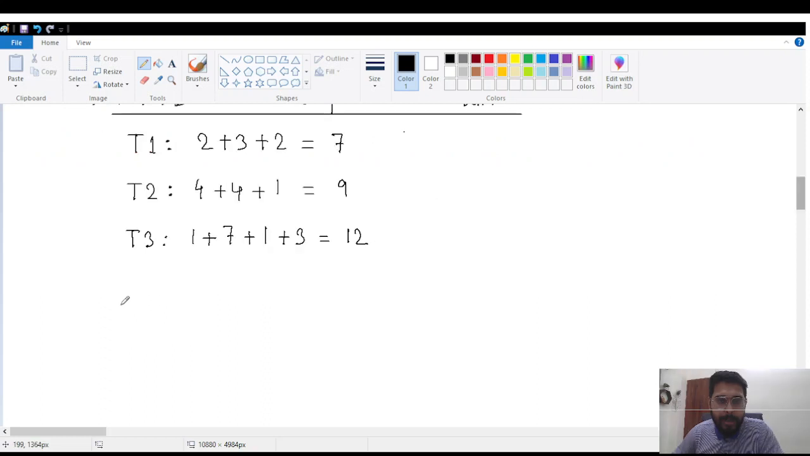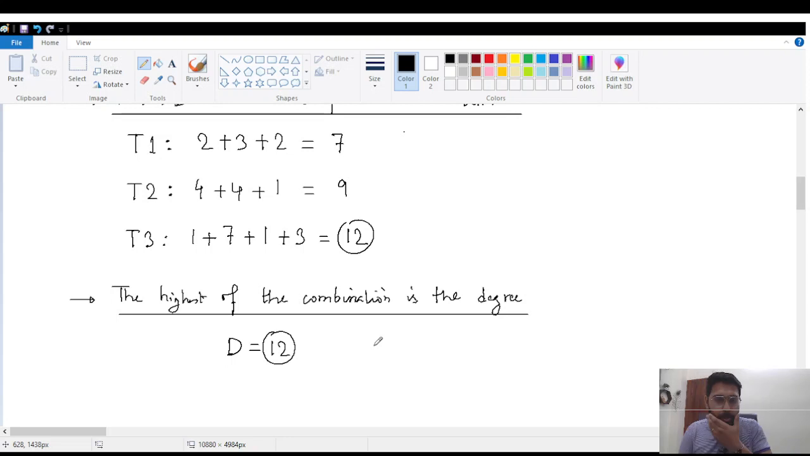Second point is the highest of the combination is the degree. So we have to find out the highest power in the combination. Here it is 12. So the degree of this particular equation is 12. It's a 12-degree polynomial, right? So this is how we will find out the degree of the particular polynomial.